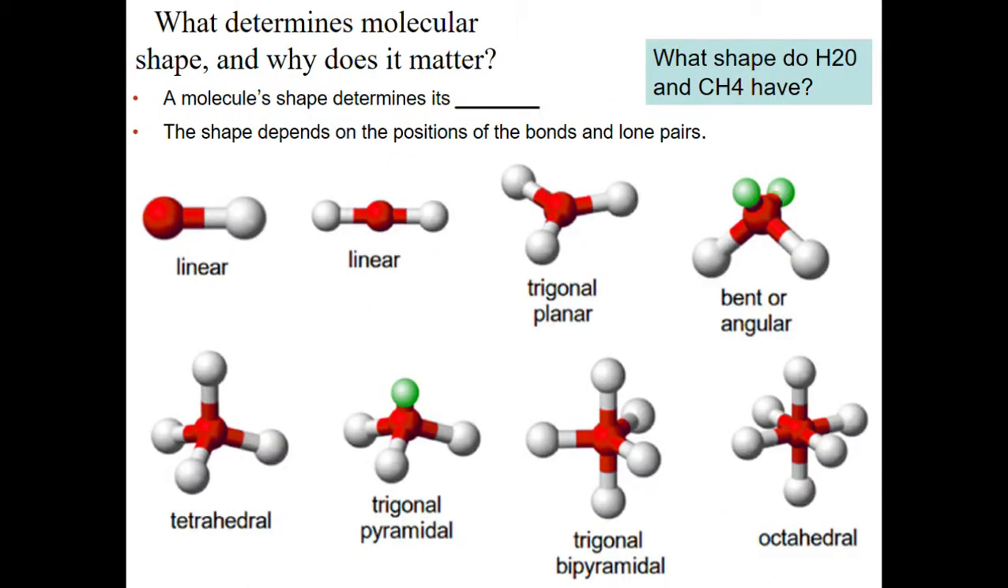Okay, so let's talk about a really big theme for AP Biology. So what determines molecular shape, and why does it even matter? A molecule's shape determines its function, and we're going to see this all over the place in AP Bio. The shape depends on the positions of the bonds and lone pairs. So what shapes does water and CH4 have? So I want you to look at your notes. I'm going to keep this up here so you can look at what your notes have and figure out what shape it has.